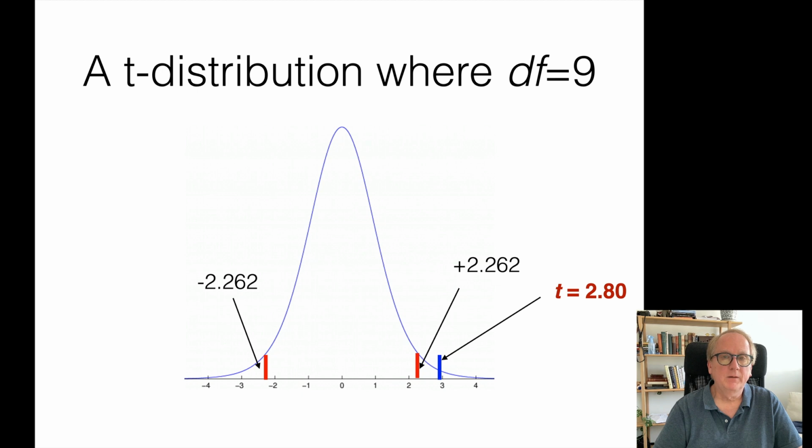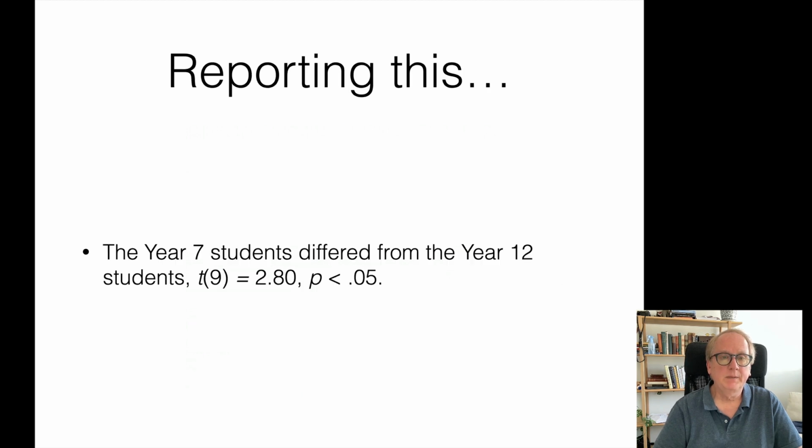If I'm going to write this down, I could report it in APA style by saying something like: the year 7 students differed from the year 12 students, t, and then in brackets I put my degrees of freedom, which in this case is 9, and then it's equal to, and then I give my t that I actually computed, which was 2.8, and I say the probability of getting that is less than 0.05.